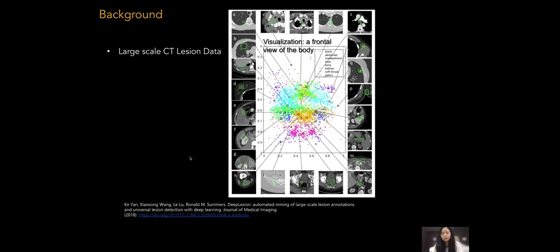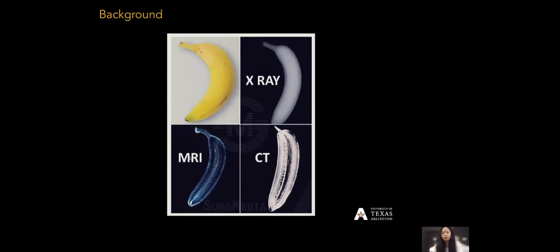Instead of only having the CT and chest X-ray, the modality is just CT and X-ray. So actually, in radiology imaging, another modality, the MRI, is also very popular because, as we show in this example, we have X-ray, CT, and MRI of a banana.